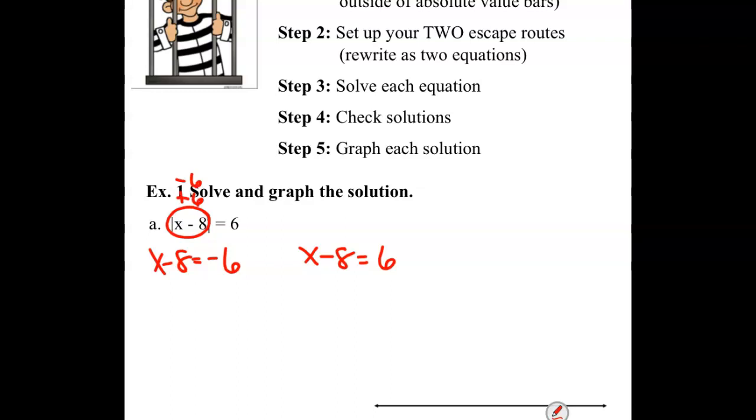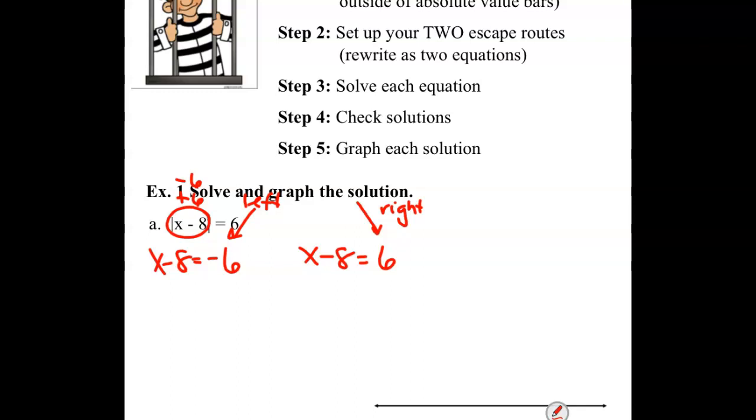Does that make sense? Now, I always put the negative version here on the left and the positive version on the right. And I do that because tomorrow when we start putting inequality symbols in here, it's going to make more sense to have it set up that way. So just get in the habit. The negative one goes on the left side, just like negatives are on the left on our number line. The positive version goes on the right.